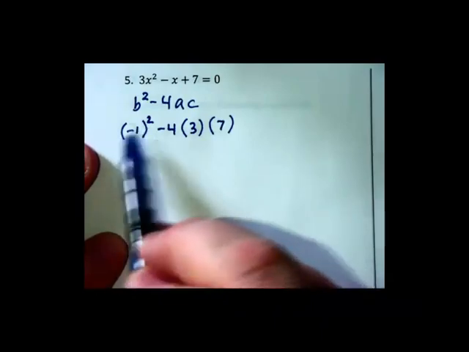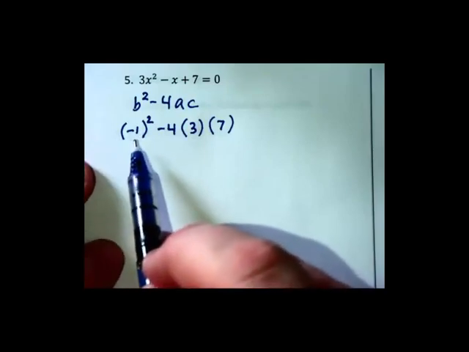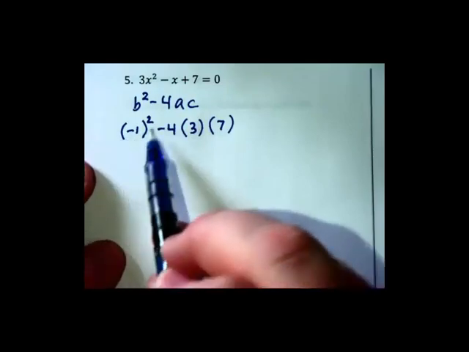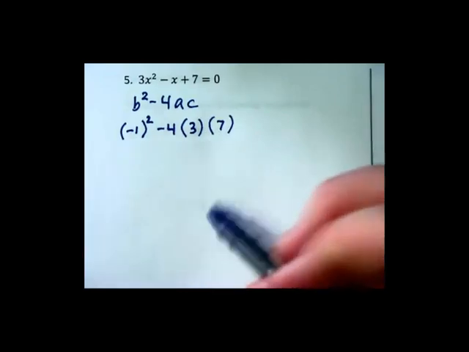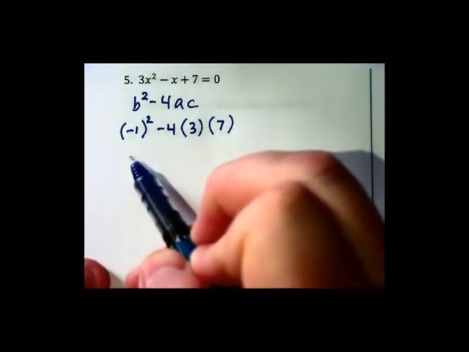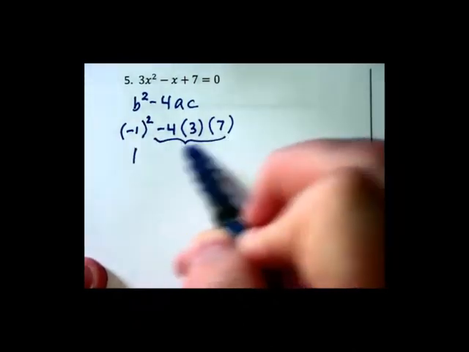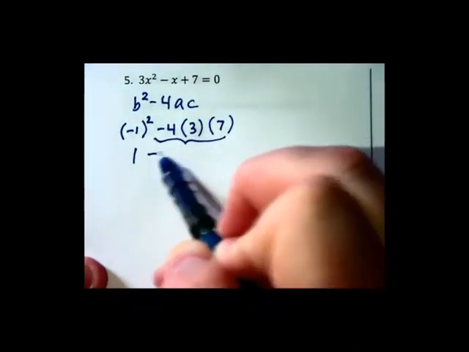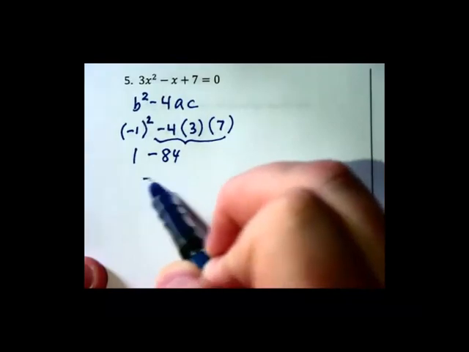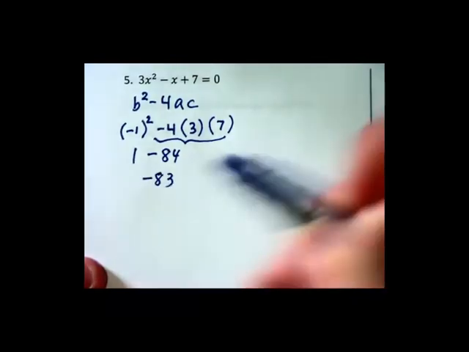When b is negative, you've got to be careful that you're squaring the whole negative and not getting lazy and just writing -1 squared without the parentheses, because then it could cause some problems. -1 when squared makes a positive, and this is going to become a minus 12 times 7. That's a minus 84, which gives us a negative 83.